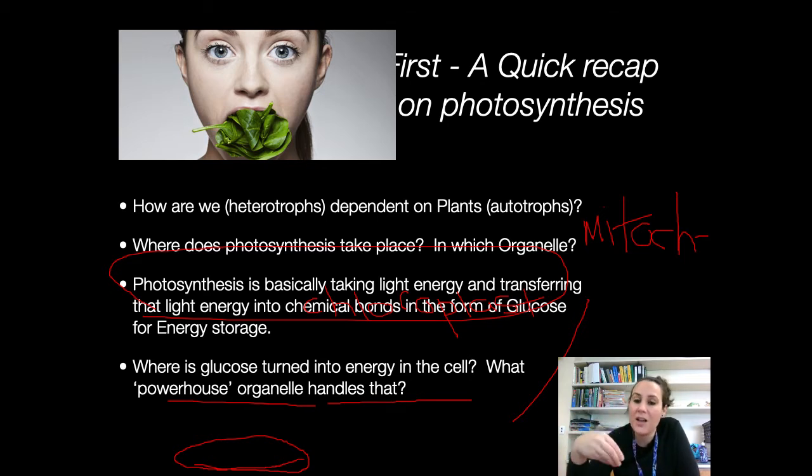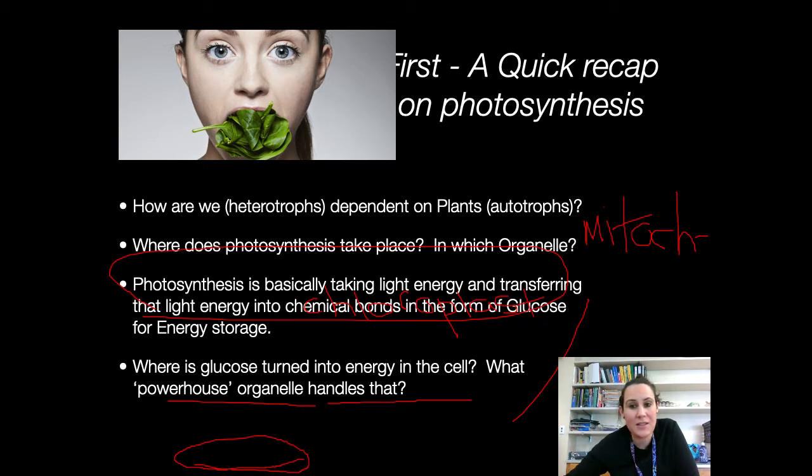What is the cellular process that allows you to utilize it? Well, the powerhouse of the organelles, or the powerhouse of the cells, that's the one that helps us process it. Do you remember which one that is? Hopefully you do. That would be the mitochondria. So that's really what we're going to focus on when we talk about cellular respiration.